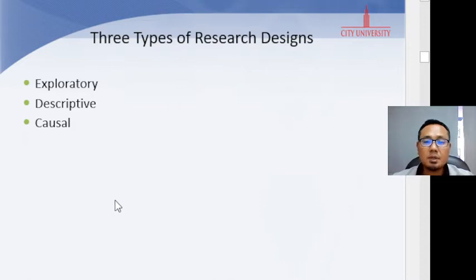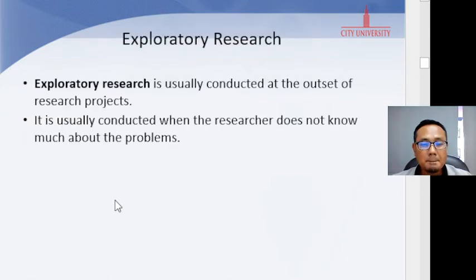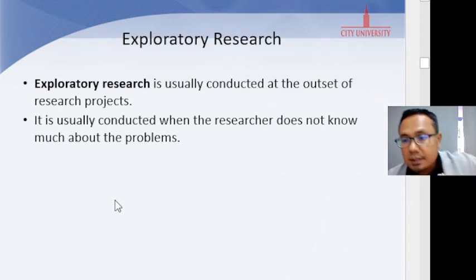There are three types of research design that we will discuss further after this: exploratory, descriptive, and causal. Exploratory research is usually conducted at the outset of a research project, when the researcher does not know much about the problem. That means you are looking to explore the topic that you want to study.